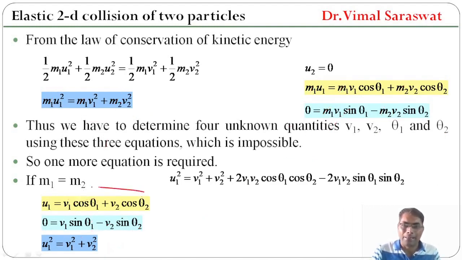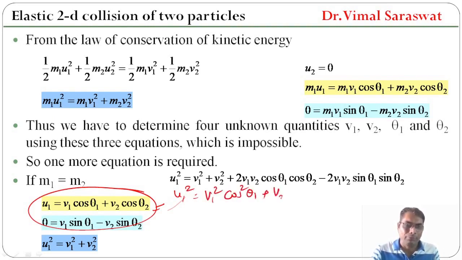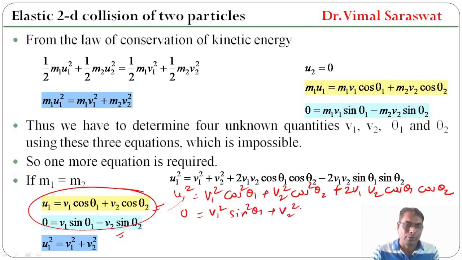Now we square and add these two equations. So on squaring this equation we get u1 square equal to v1 square cos square theta 1 plus v2 square cos square theta 2 plus twice v1 v2 cos theta 1 cos theta 2. Now if we square this equation, so 0 is equal to v1 square sin square theta 1 plus v2 square sin square theta 2 minus twice v1 v2 sin theta 1 sin theta 2.